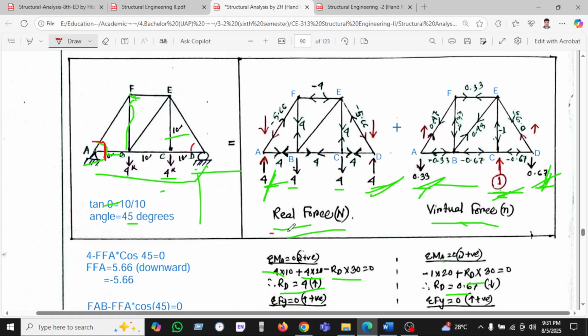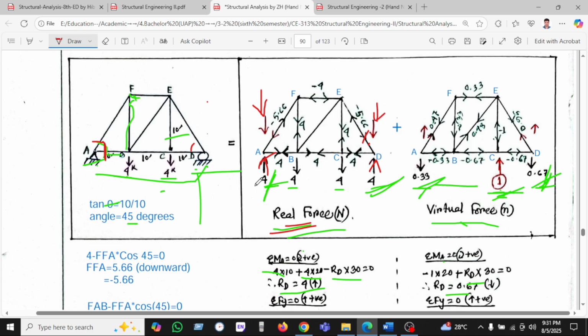So now we'll see the real truss. How we'll find these forces. At first I know that the 4 kip load is upward, so this member will be downward. We must keep this in mind for calculating very quickly. Otherwise you will take more time. As you have seen here, 4 kip is upward. So what will this member be? This member will also be downward.